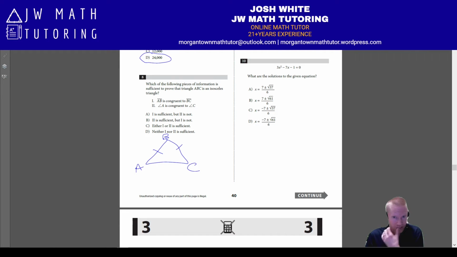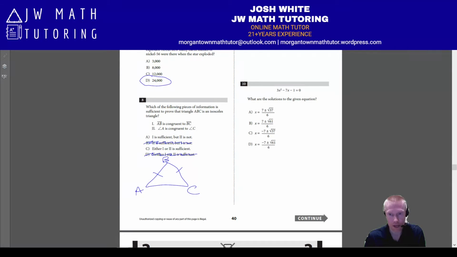The answer is yes, because an isosceles triangle is defined to be a triangle with 2 congruent sides in it. So therefore, anything with that is going to be correct. So we can eliminate this, and we can also eliminate this. So now we're down to A and C. Now I'll go ahead and draw a new picture here.